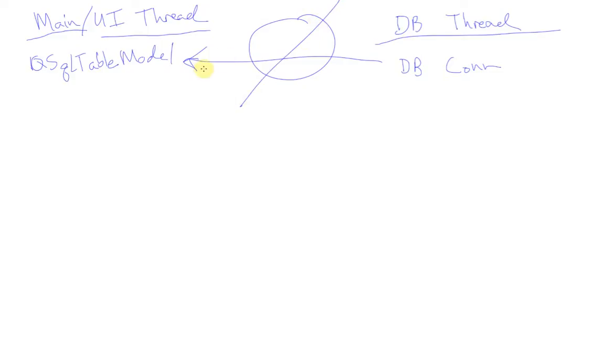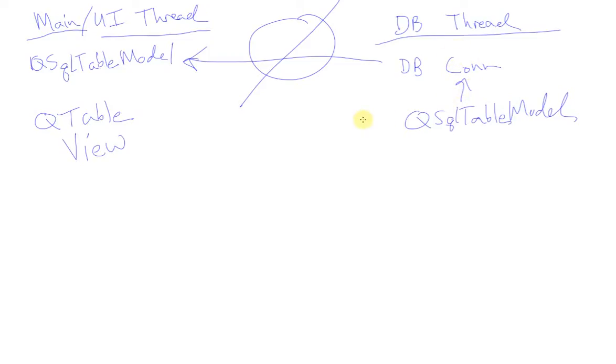happen. The next thought that I had was, well, what if we had the view, the Q table view on the main thread and the QSQL table model on the DB thread. It would successfully be able to connect with the DB connection object because they're on the same thread or have the same thread affinity. But again, I researched it, and research said that this wasn't possible.